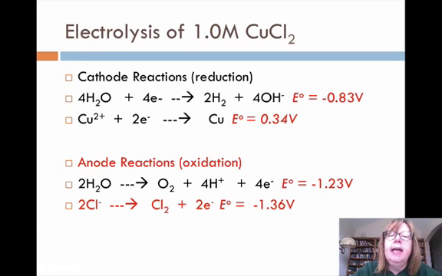So when you've got these aqueous solutions that are electrolyzed, you always have to remember to compare the cathode reaction for water plus, here you've got the positive 2 copper ion being reduced, and you've got the chloride ion here being oxidized, and you just compare the voltages, and whichever voltage is greater is the reaction that is occurring at that electrode.